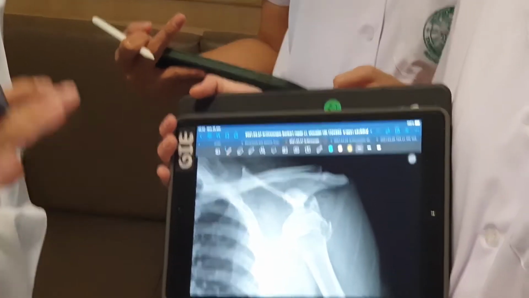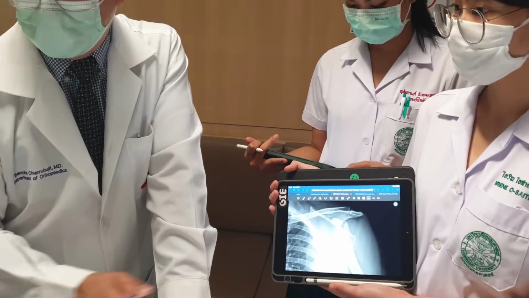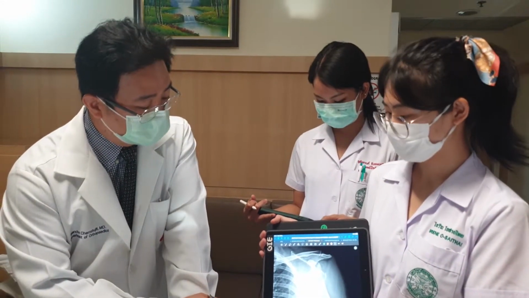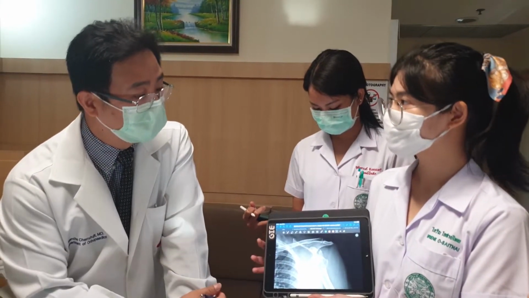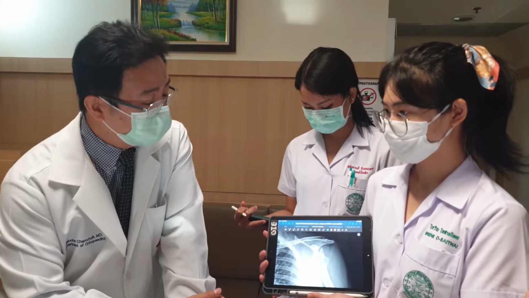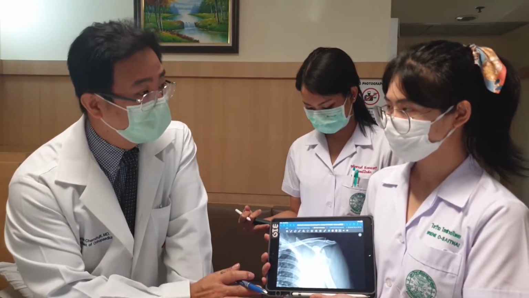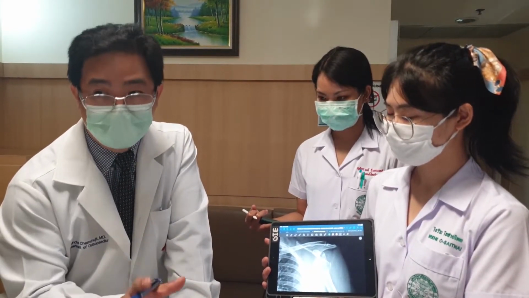And if the mechanism is very severe, the patient may have a brachial plexus injury, but it's not common in the young. Yeah, it's common in elderly patients. So you need to check the nerve always, every time before and after the reduction. After you check the nerve, send the patient for X-ray, and then the patient comes back. You have all the information, and then you do the reduction.